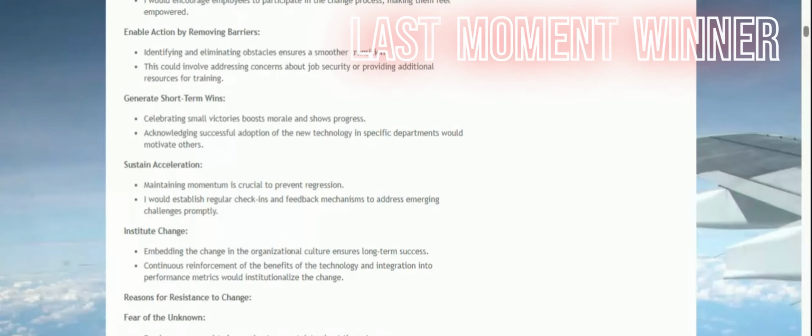Reasons for resistance to change. Fear of the unknown. Employees may resist change due to uncertainty about the outcomes. For example, with the technology change, employees might fear job losses or increased workload. Lack of communication. Insufficient communication about the reasons and benefits of the change can lead to resistance. I would address this by ensuring transparent and consistent communication channels.